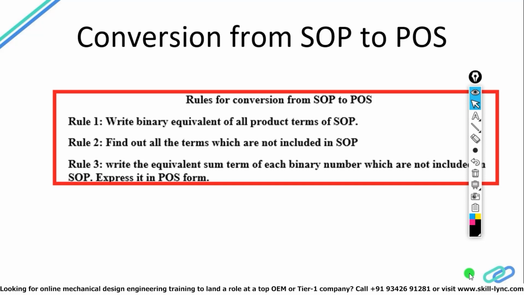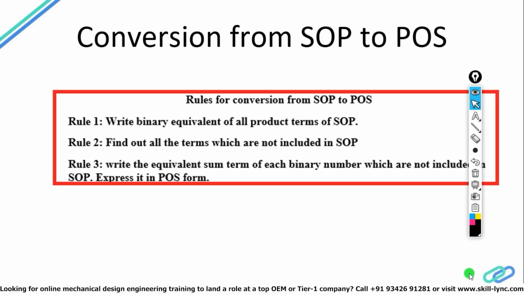Whereas in case of POS, we are taking max terms. We are taking how to represent those max terms in case of product of sum. And then we have already seen what the canonical forms of SOP and POS are. Now in this video, we will see how to convert from SOP to POS. So let's see what the rules are.